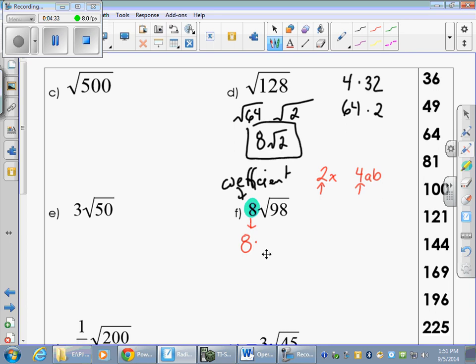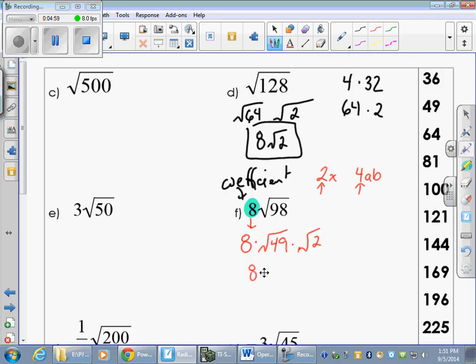As you work through, you may want to pause the video right now to try and find the largest perfect square that divides into 98. Go ahead and do that, and then when you're ready, press play again. So did you find it? That's right, it's 49 and 2.